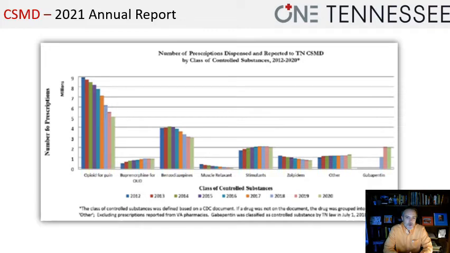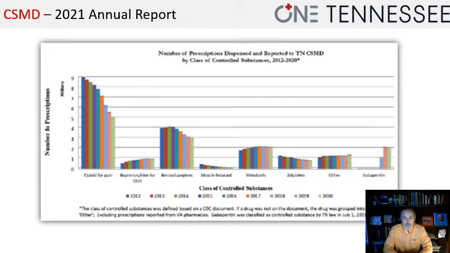Benzodiazepines are going down. That is right in line with the opioids for pain, because remember, if you're dispensing an opioid or a benzodiazepine, you should be checking the CSMD as mandated by law. Muscle relaxants are kind of going down on the list. Stimulants are going up, and we've talked a little bit about that. Those sleeping drugs are going down.